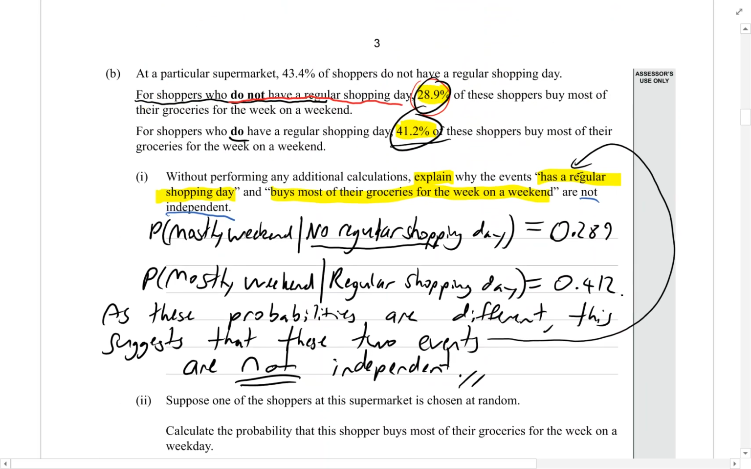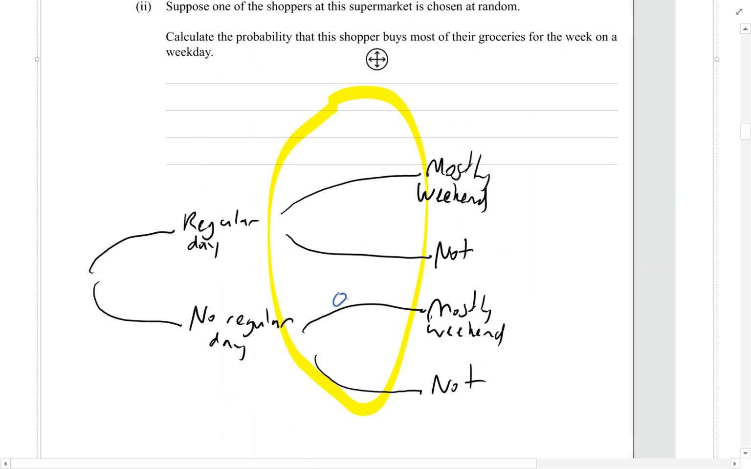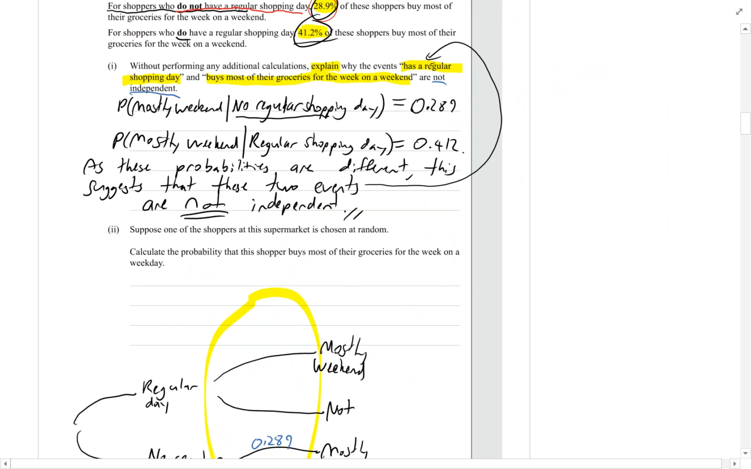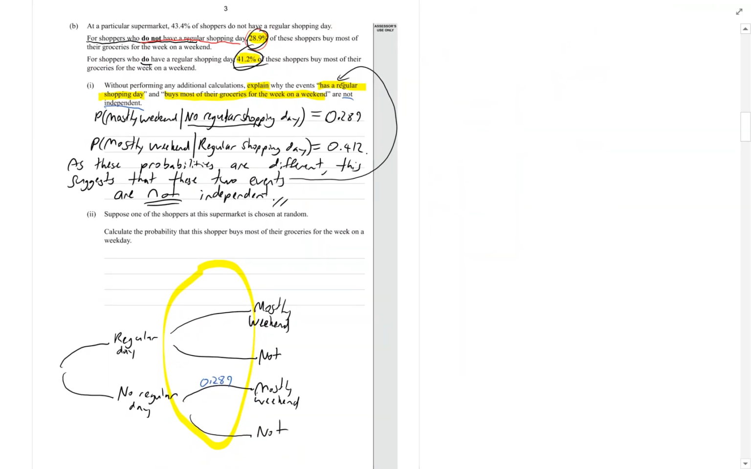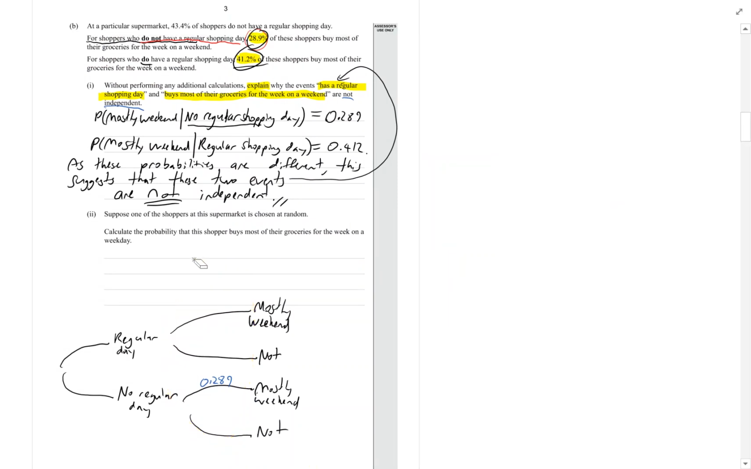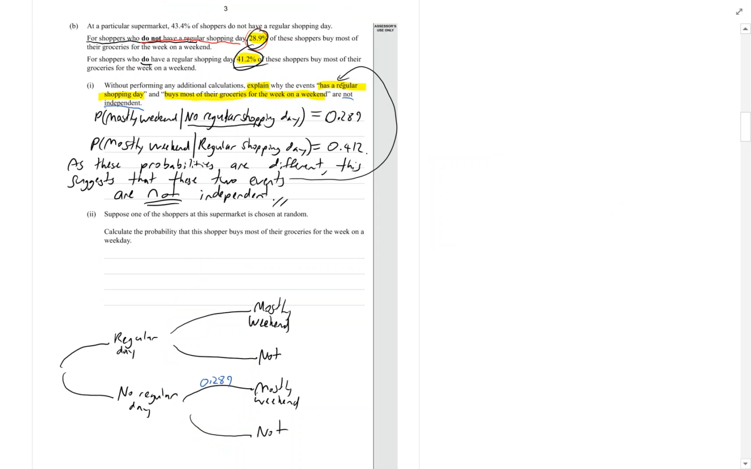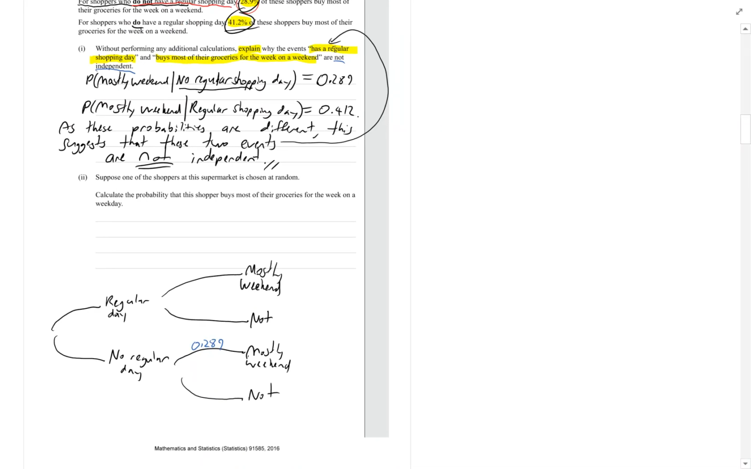So we know that of those who do not have a regular shopping day, 28.9% buy most of the groceries on the weekend. So that's got to be here. It's got to go 0.289. Okay, so I want you to pause the video and see if you can copy and complete this tree diagram by filling in the probabilities on the rest of the branches. On a tree diagram, by the way, don't put percentages ever. Always put decimals or fractions, because when we go to multiply them, if they're written as percentages, that's not going to work. They need to be written as decimals or fractions. Okay, so pause the video and have a go.